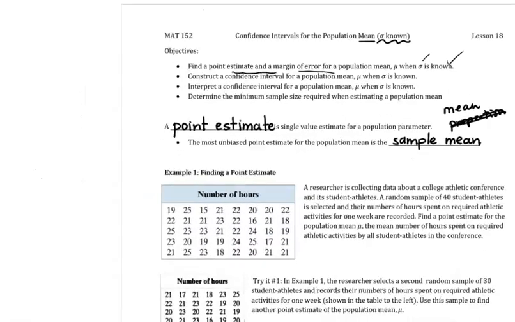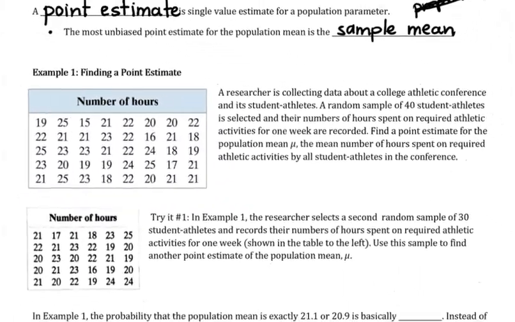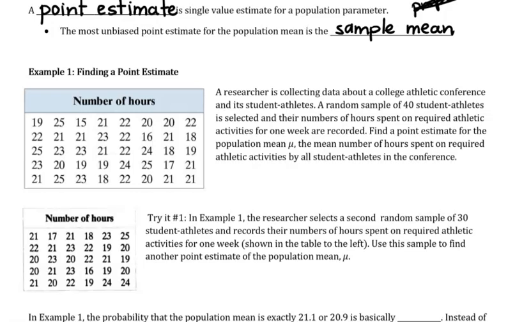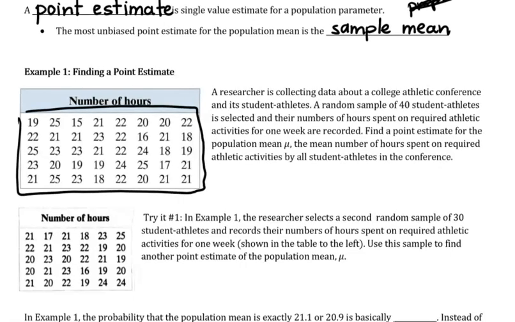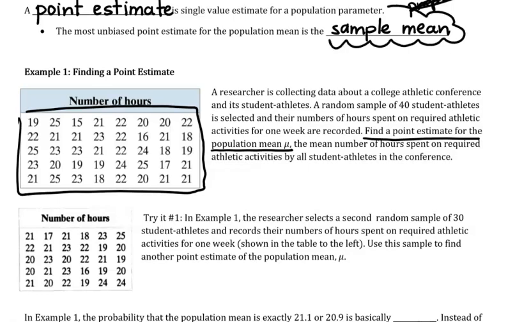So let's find a point estimate in this example here. Example 1, we have a researcher that's collecting data about a college athletic conference and its student athletes. He randomly samples 40 student athletes. So we have 40 pieces of data here that tell us the number of hours that they spend per week on required athletic activities. We want to find a point estimate for the population mean mu. The point estimate will be the sample mean.